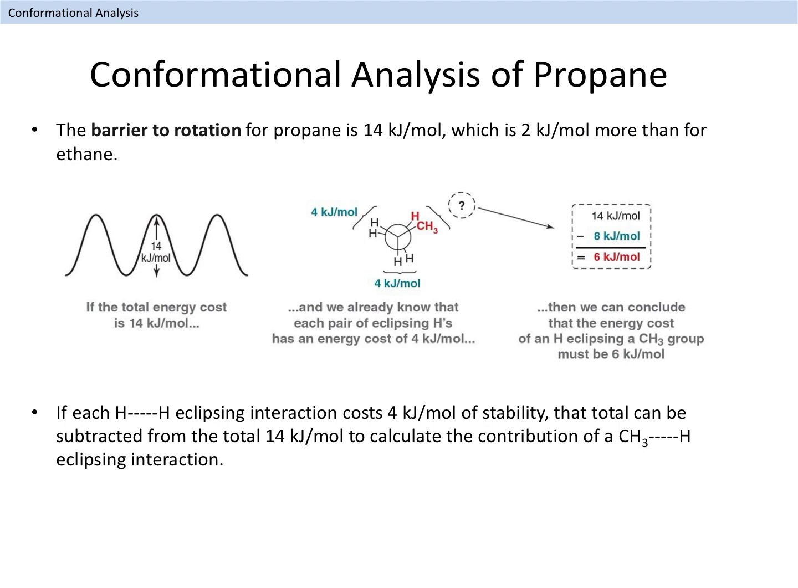We just observed that the barrier to rotation for propane is 14 kilojoules per mole, which is 2 kilojoules per mole more than for ethane. The increase in energy is the direct result of the large electron cloud around the methyl group and the corresponding increase in repulsive forces between electrons. Because we know that the energy cost of a single eclipsing hydrogen interaction is 4 kilojoules per mole, and that we have 2 of them in any eclipsed conformation of propane, we can subtract this cost from the total. The result is 6 kilojoules per mole, and we can conclude that this is the energy cost for a methyl group eclipsing a hydrogen atom.